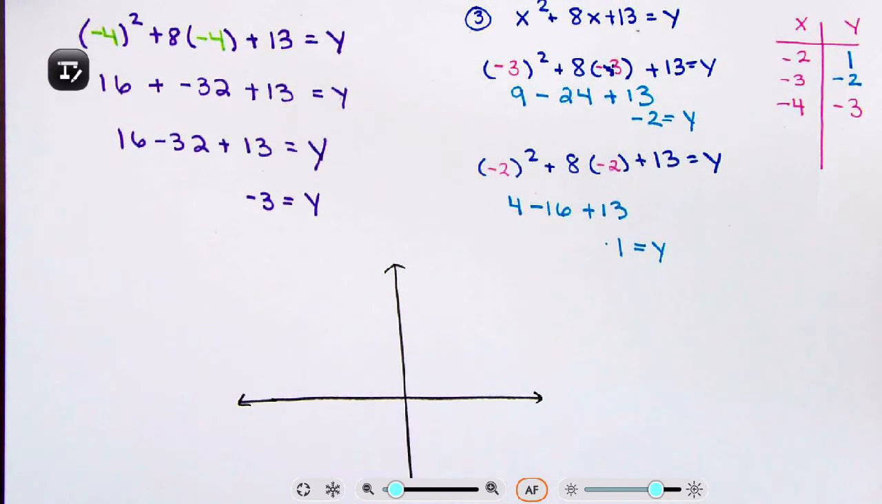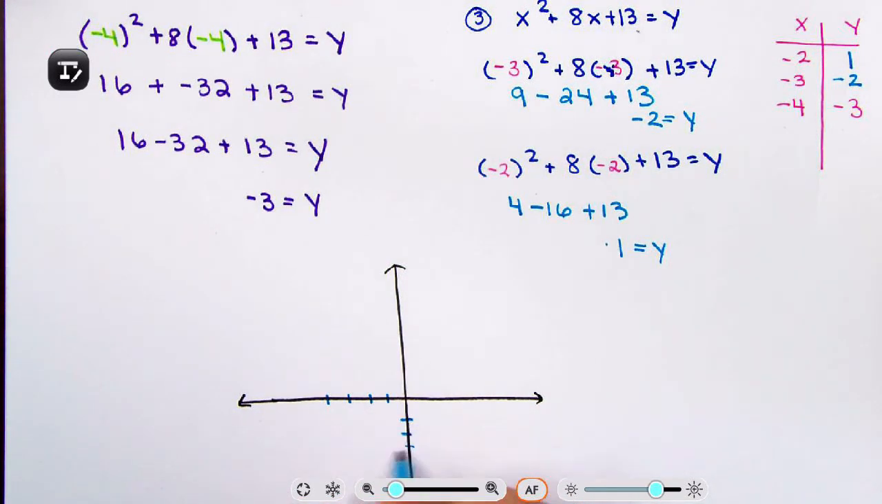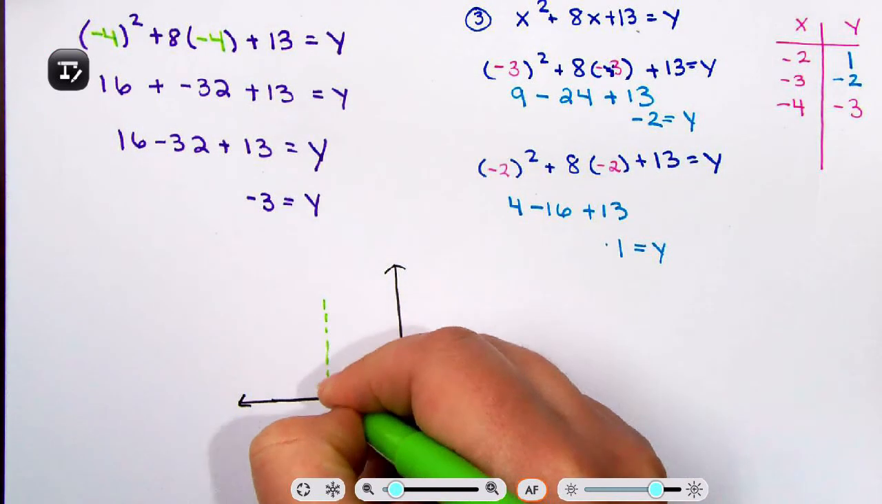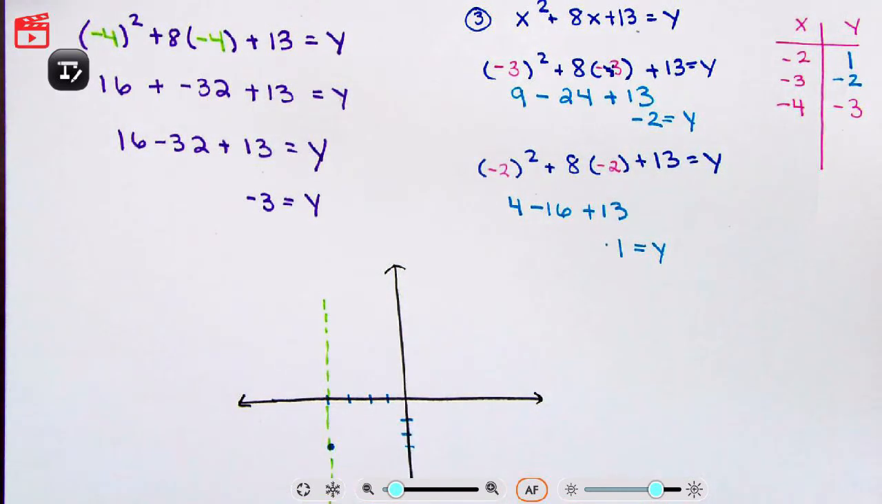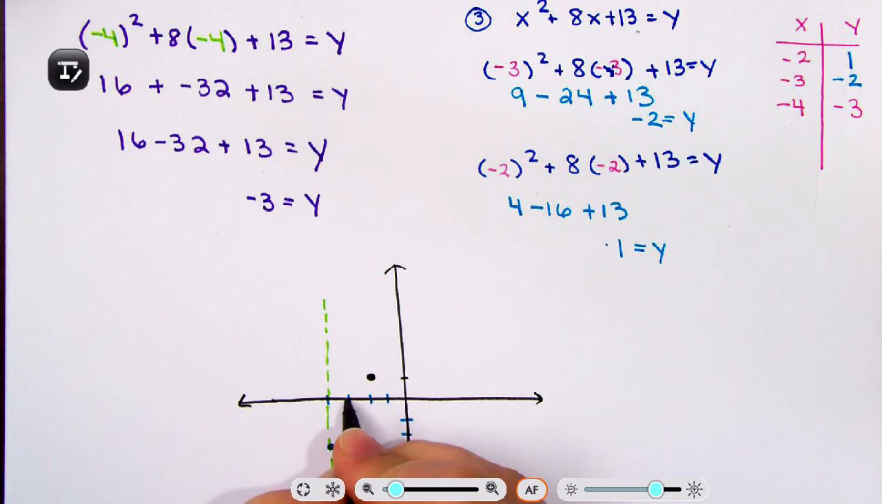So let's start with our vertex point. Our vertex was at (-4, -3). Here it is. That means we have an axis of symmetry at x = -4, which is going to be here. We have 2 more points. One of them is at (-2, 1). The other one was at (-3, -2).